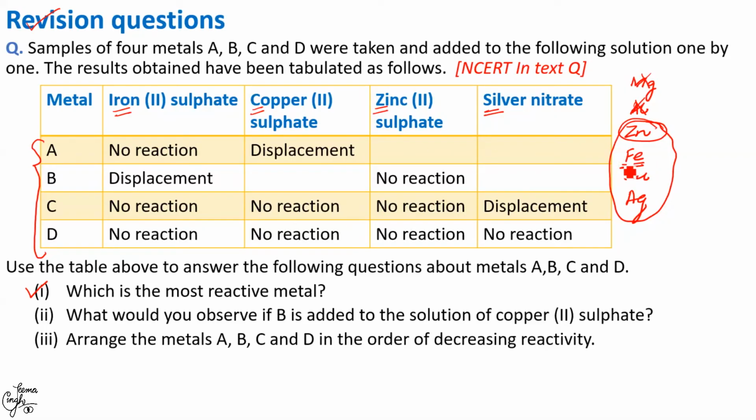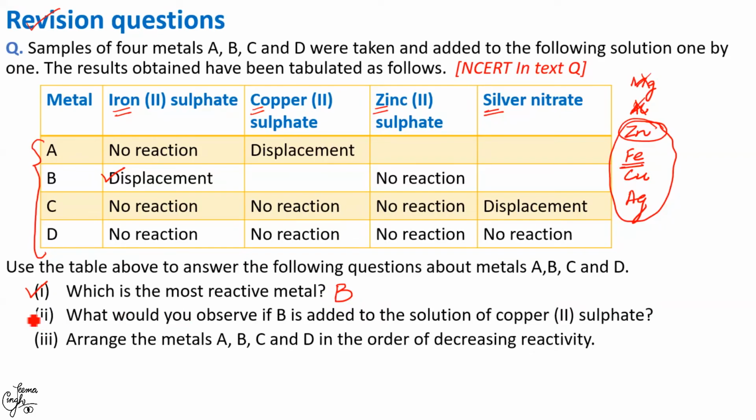Let us find out, has any metal been able to displace iron from its salt solution? So you have iron sulfate here. We see A, C and D show no reaction with iron sulfate, whereas B displaces iron from its salt solution. And therefore we can say B is the most reactive metal.